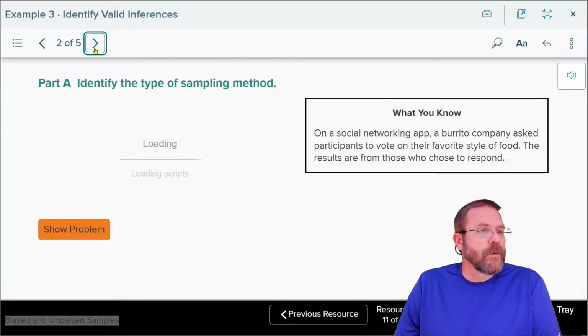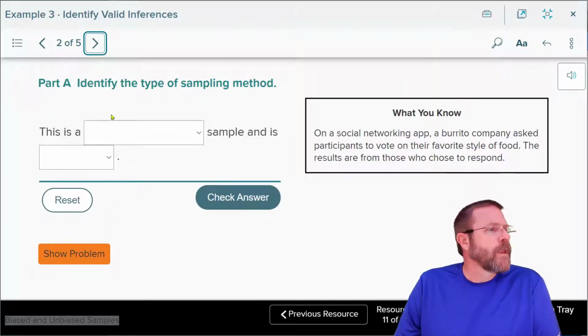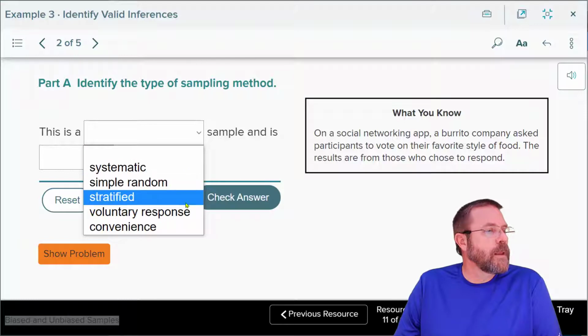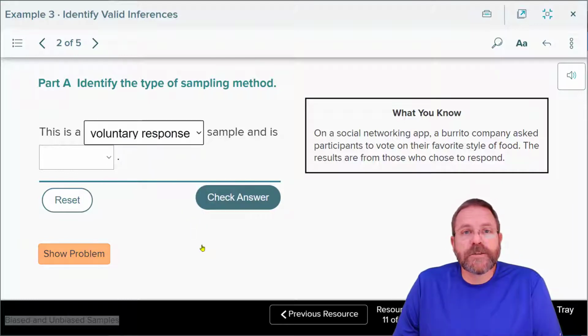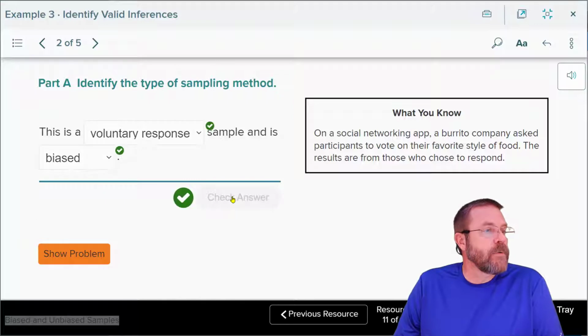So from here, how can we have more people pick Indian than Italian? I mean, really? All right. So, first off, this is going to be a, well, let's see. What do y'all think? I'm thinking it is going to be a voluntary response because they put it out online and let people volunteer whether or not they're going to respond to it. And therefore, it is going to be a biased sample. Check it.